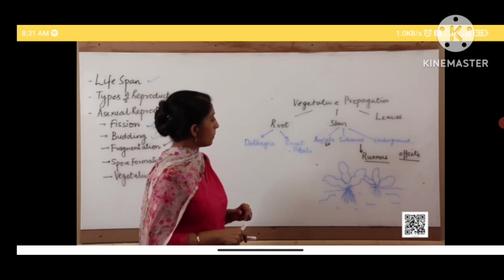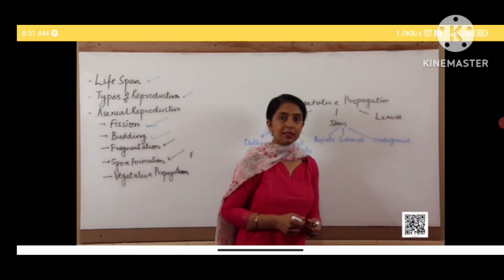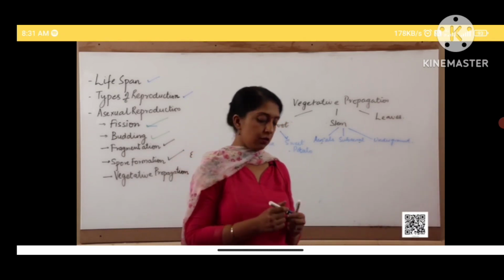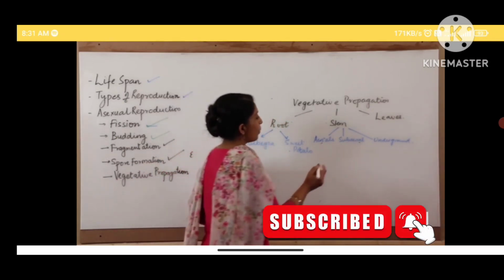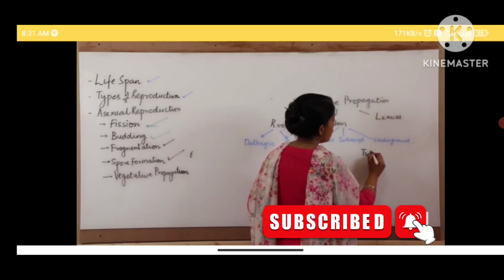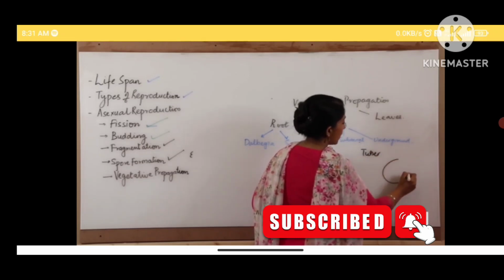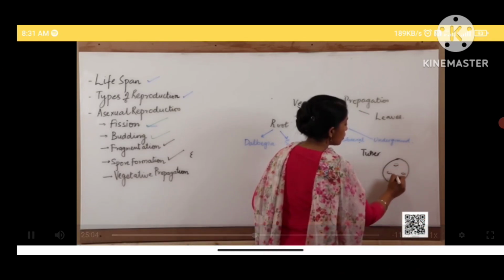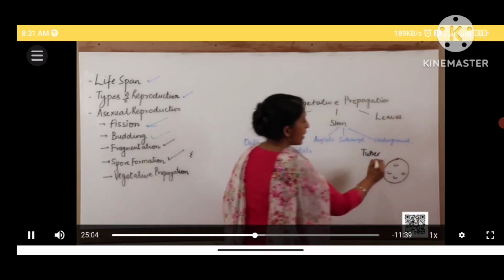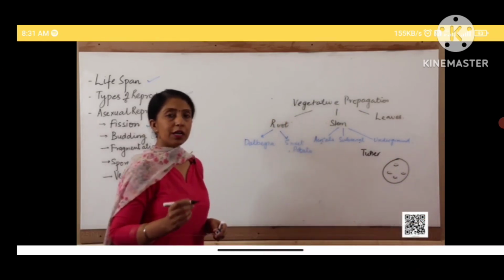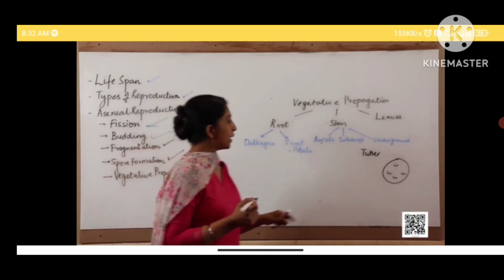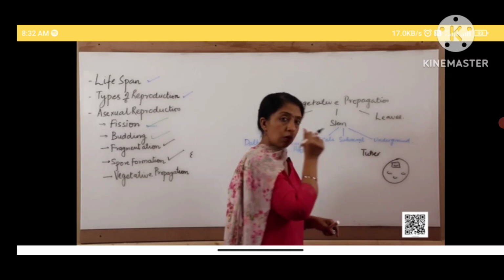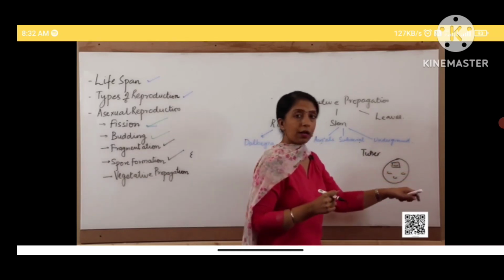So now let us discuss how the underground stems help in vegetative propagation. You must have all seen the potato. These are the tubers, and a potato has eyes or the nodes on its surface. Each node has the ability to give rise to a new plant. So if we cut a portion of this potato containing the node or the eye and we grow it in the soil, it can give rise to a new plant.